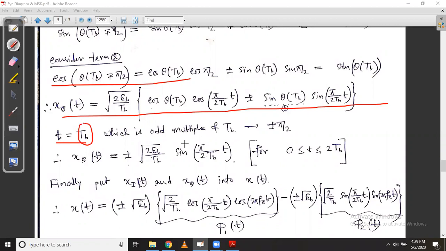That means plus minus pi by 2. Whenever it is an even multiple of TB, at that time we got 0 and pi, or 0 and plus minus pi. But whenever small t is an odd multiple of TB, at that time we got the phase angle as plus minus pi by 2. So that is why we are writing this here.